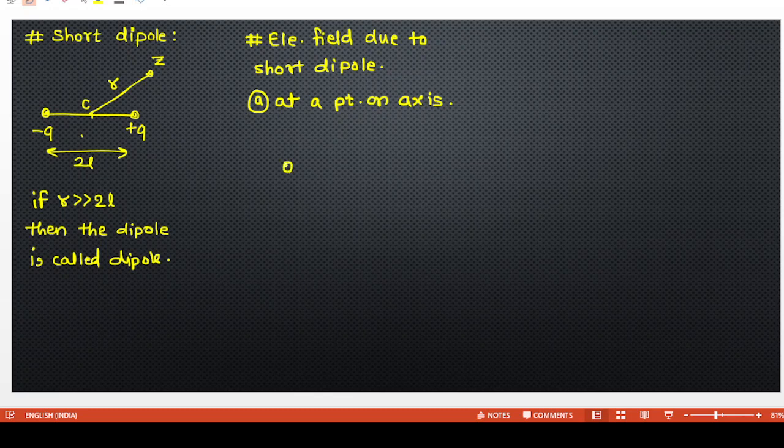So draw with me. Let us say this is minus q. Let us say this is plus q. Let us say this is the axis of the dipole. Let us say this is any general point z on the axis of the dipole. Let us say this is point C, center of the dipole. Let us take half length of the dipole as L, remaining half length also as L.